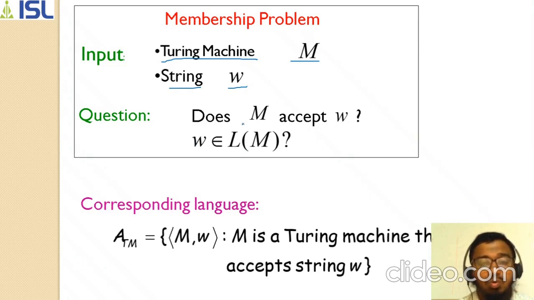W belongs to L of M. This we need to see. So what is this? A_TM means a Turing machine is M comma W, where M is a Turing machine that accepts string W.